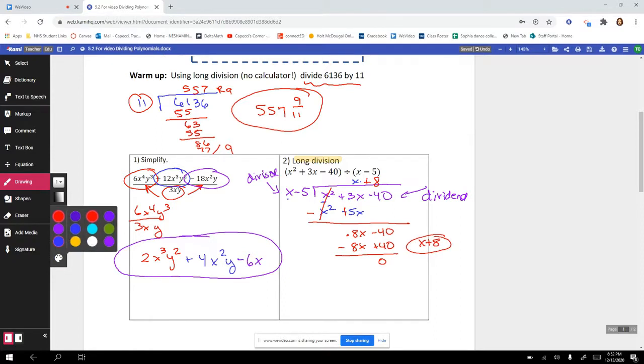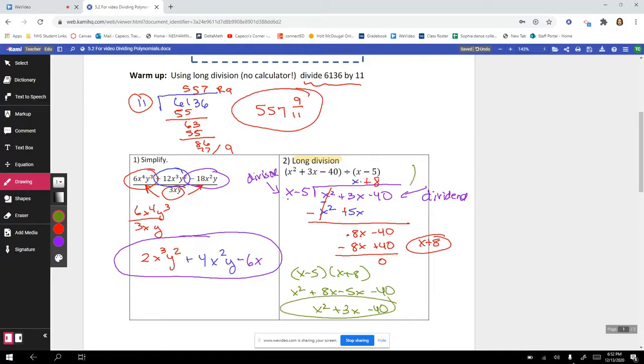Now, I could actually check that. You know how much I love to check. So I get x minus 5 times x plus 8, right? And then I get x squared. Outside is 8x. Inside is negative 5x. Last is negative 40. So I have 8x, x squared plus 3x minus 40, which is what I started with as my dividend. So I know I did that correctly.